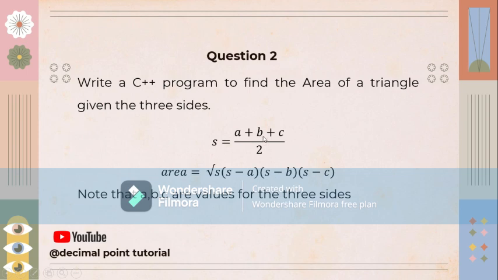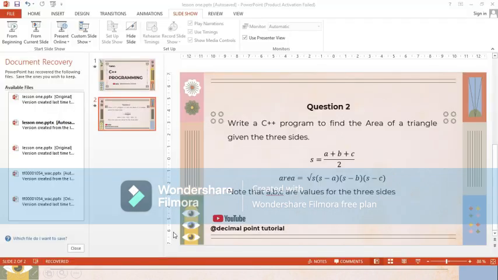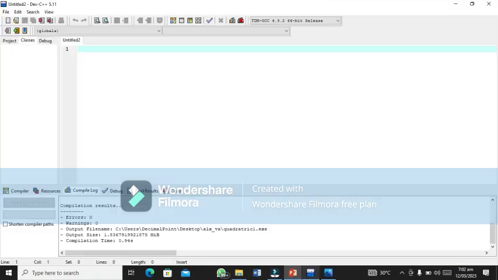Now, in order to solve this, we need to identify our variables. Our variables here are the unknowns, which are what? S, A, B, C, and what? Area, right? Knowing this, we can dive straight into our C++ editor and start writing the code.